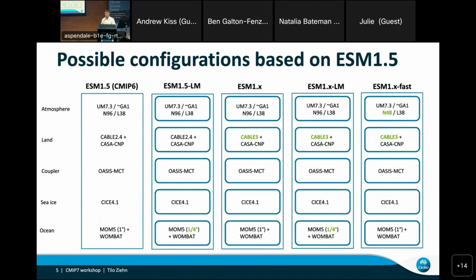So what I'm trying to do here is, based on our existing configuration, to list possible other configuration options. I again start with the ESM1.5. We know when we put the ESM1.5 together for CMIP6, there will be limited opportunities in terms of future development for various reasons. So on the left column you see the current configuration, and then going from left to right, you see possible future configurations, and the changes are highlighted in green.